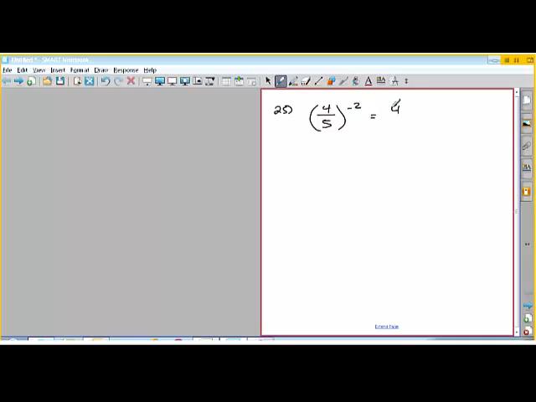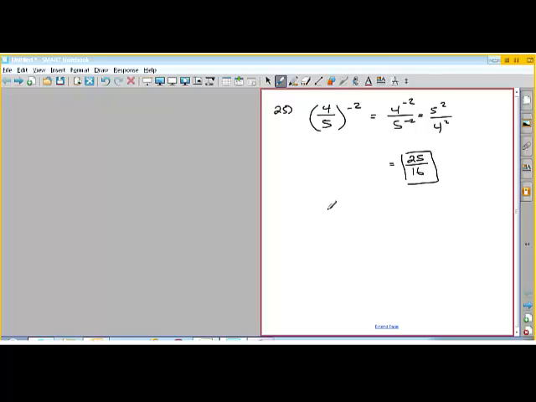You can rewrite this as 4 to the -2 divided by 5 to the -2. Then you can move this one to the denominator, change the sign of the exponent. You can move this one to the numerator, change the sign of the exponent. Then you can carry out your calculations. 5 squared is 25, 4 squared is 16, and that is your answer. You can't simplify that any further.